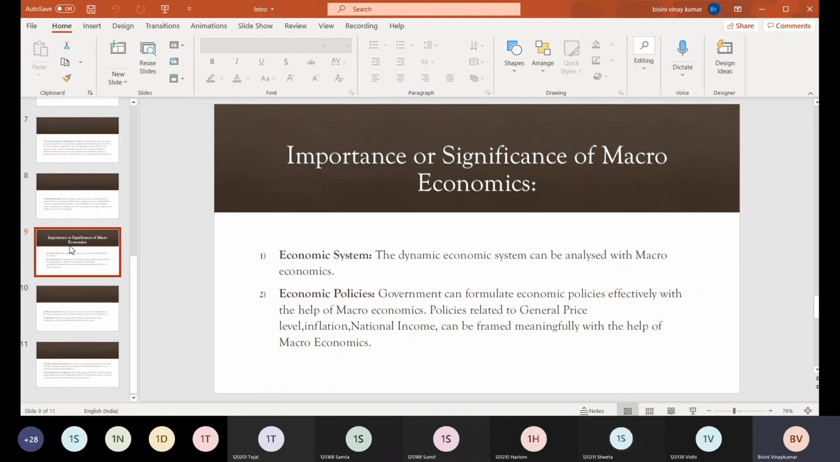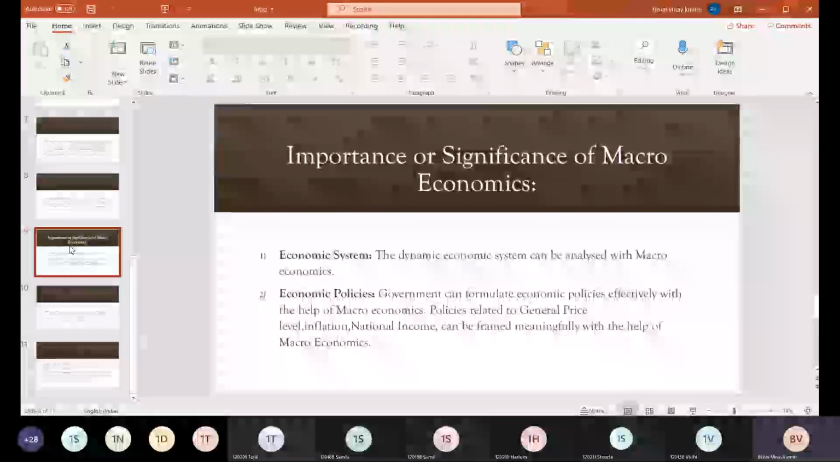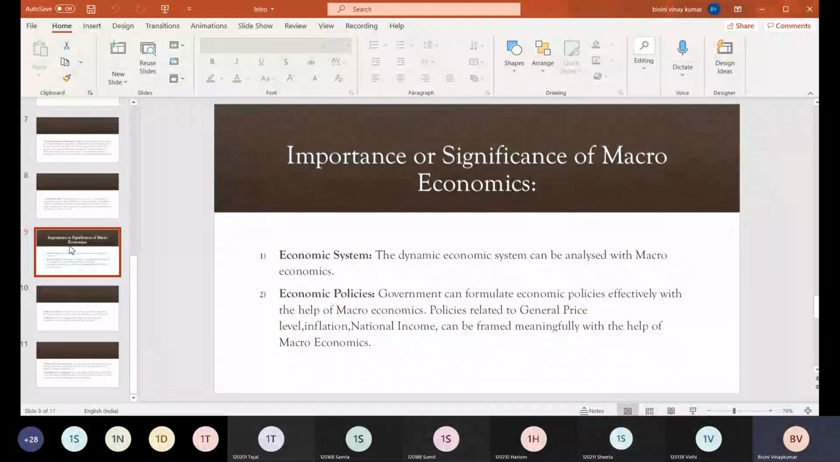Policies refer to the actions that are taken by the government in the economic field. Whether it is money supply, or interest rate, or tax and government spending, or maybe the exchange rate, and there are many other aspects.